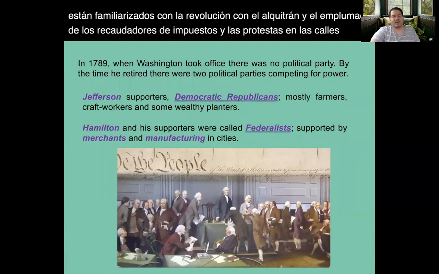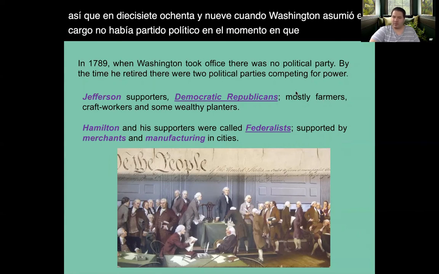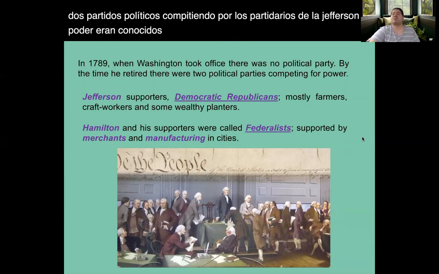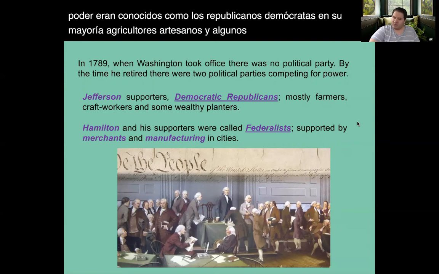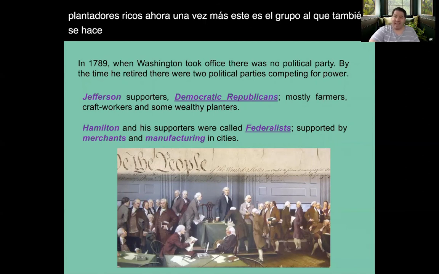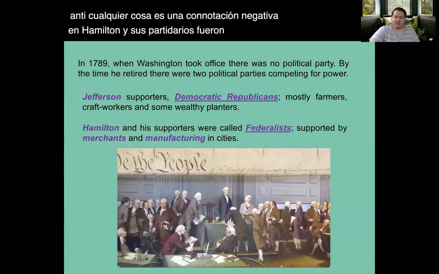So in 1789, when Washington took office, there was no political party. By the time he retired, there were two political parties competing for power. Jefferson supporters were known as the Democratic Republicans, mostly farmers, craft workers, and some wealthy planters. Now, once again, this is the group that is also referred to, in what would become a derogatory term really, as the Anti-federalists. To be considered anti-anything is a negative connotation. And Hamilton and his supporters were called the Federalists. And they were supported by merchants and manufacturers and cities.